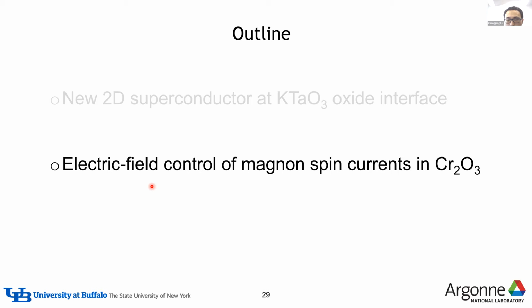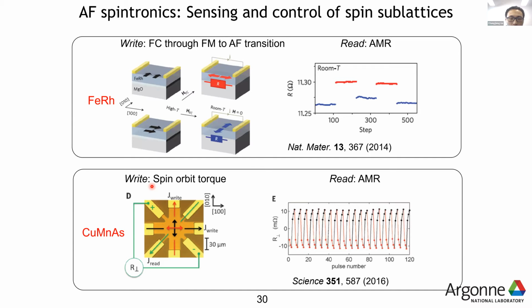So Cr2O3 is a classical antiferromagnet. And in recent years, people found that antiferromagnets are actually quite promising in the application of spintronics. So showing on this slide are two examples of how to utilize antiferromagnets for spintronics. So the first one is iron rhodium, which is a metallic antiferromagnet.